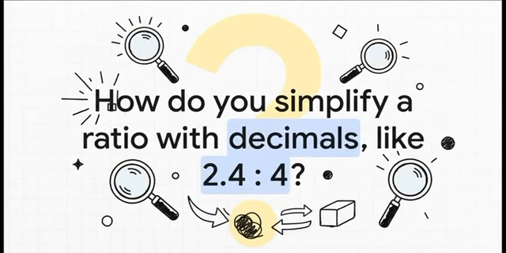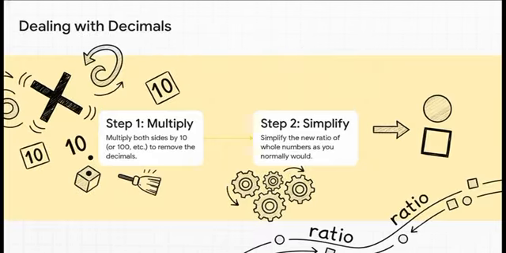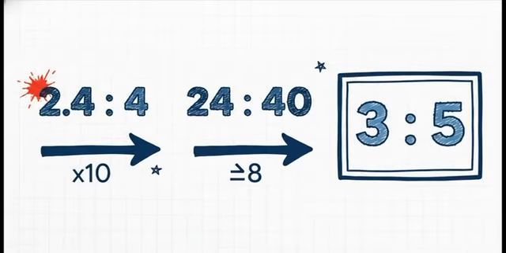Now, looking at this, you might feel a little bit stuck. I mean, how are you supposed to find a common factor when a decimal is involved? Well, the trick is, you don't. The trick is to get rid of the decimal first. Here's how you do it. To get rid of the decimal, you just multiply. Since 2.4 has 1 decimal place, we're going to multiply both sides of the ratio by 10. This keeps the relationship between the numbers exactly the same, but it gives us nice, clean, whole numbers to work with. Let's see it in action.